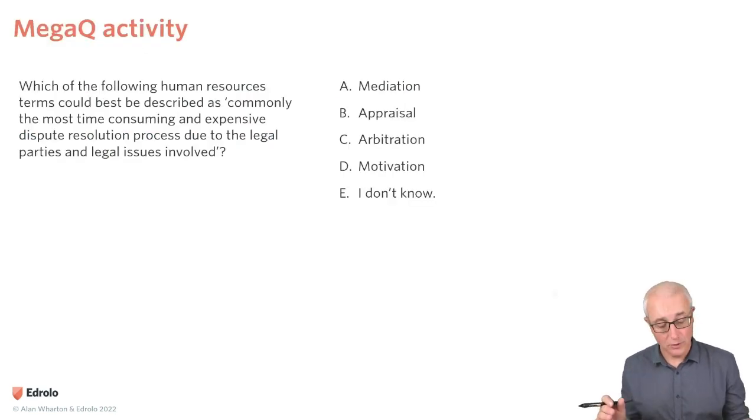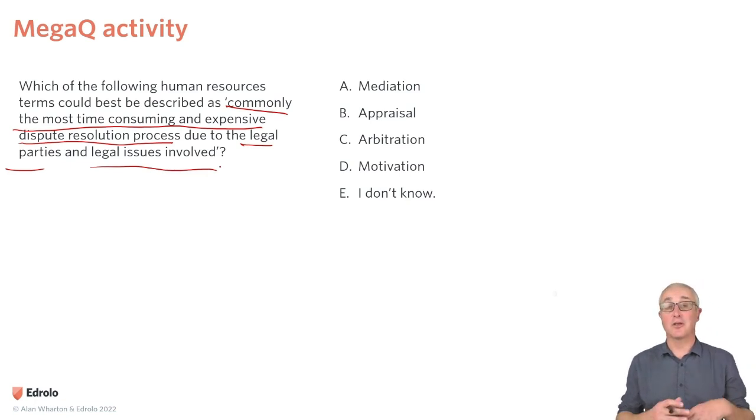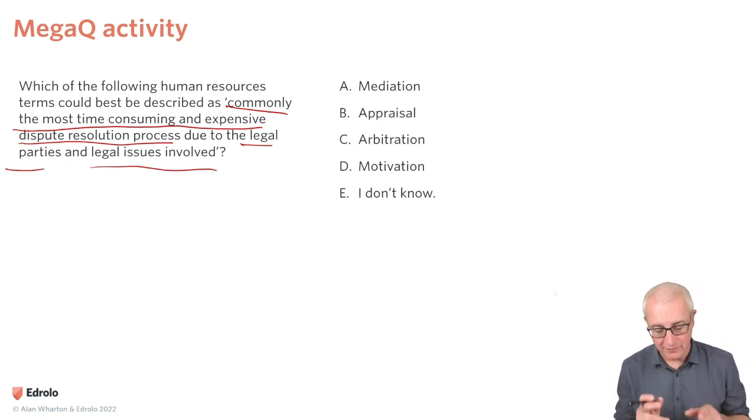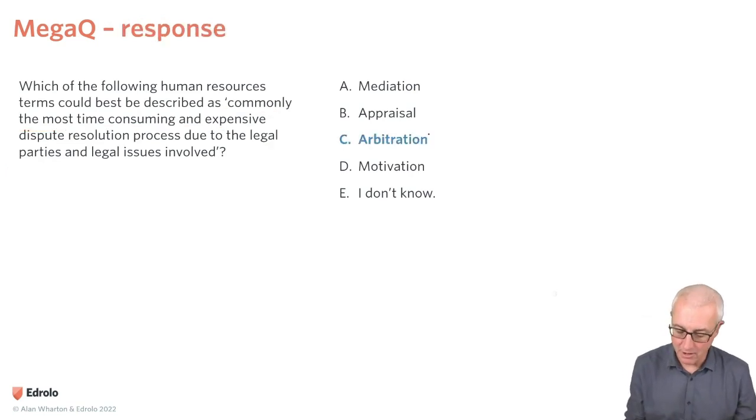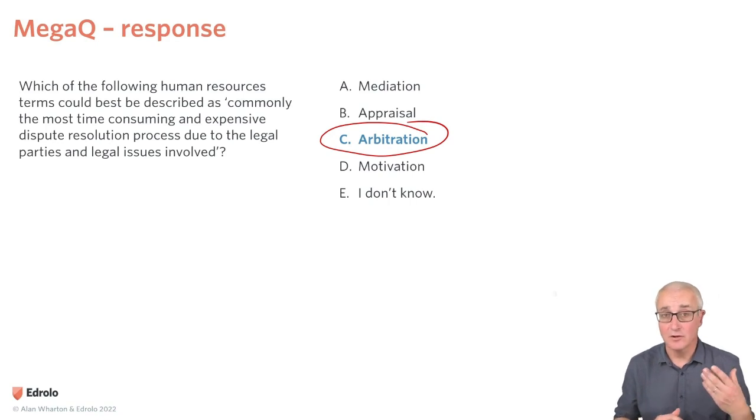Okay, let's look at this mega question activity. Which of the following human resources terms could best be described as commonly the most time-consuming and expensive dispute resolution process due to the legal parties and legal issues involved? So quite a complex little statement there. Have a think about it. Which one is most appropriate? Excellent. Well done. Arbitration is the most lengthy and drawn out and usually more expensive because of the lawyers you're going to have to involve as well in putting up your case to the Fair Work Commission.